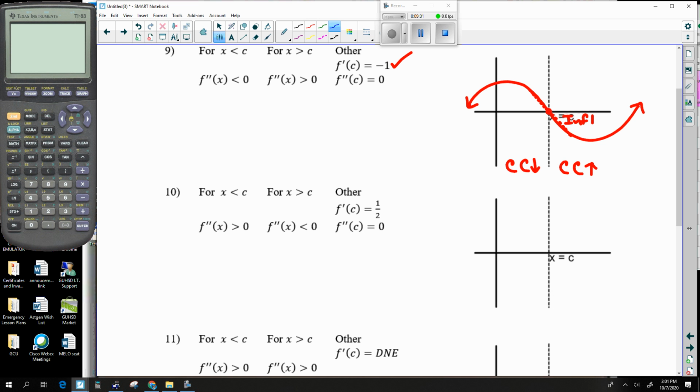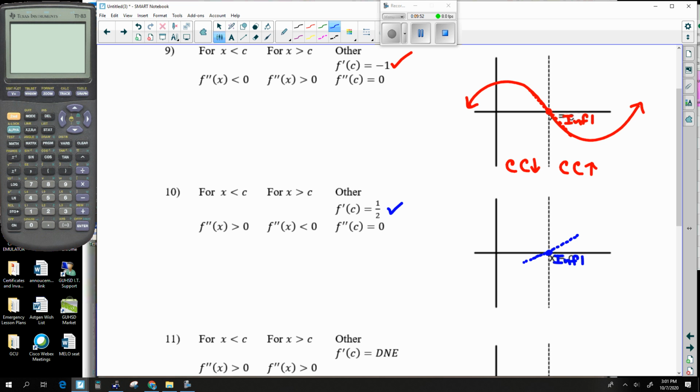All right, again, start with the derivative that you know. So the derivative, the slope at c is 1/2. So there is a point somewhere, and this slope is 1/2. All right, the second derivative is 0, so it's most likely, again, an inflection.